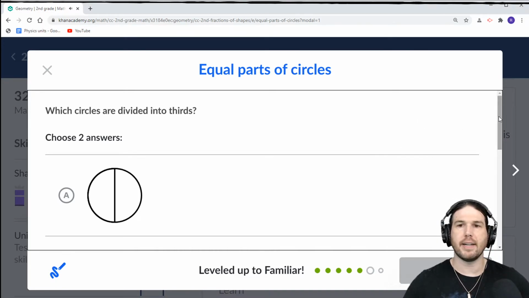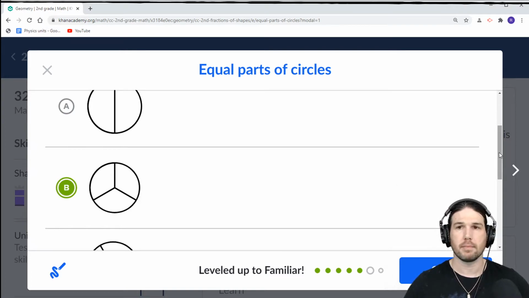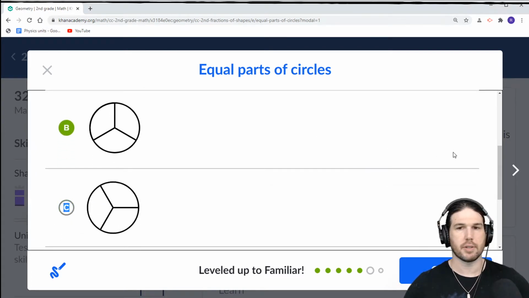Which circles are divided into thirds? Well, A is cut in half. B looks like thirds. C looks like thirds.